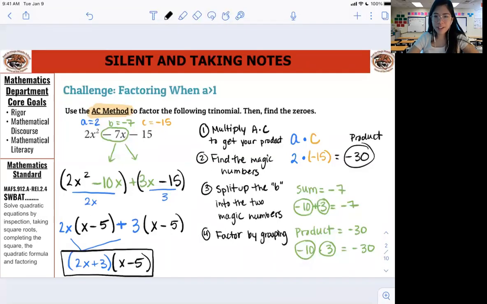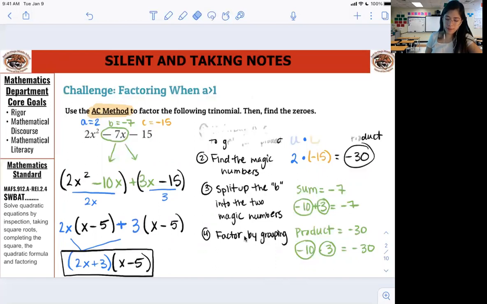Okay, so there's the question I've been waiting for. What happened to the other x minus 5? What happened? Let me explain. Can I erase this stuff on this side over here? May I please erase? Yes. Okay, cool.